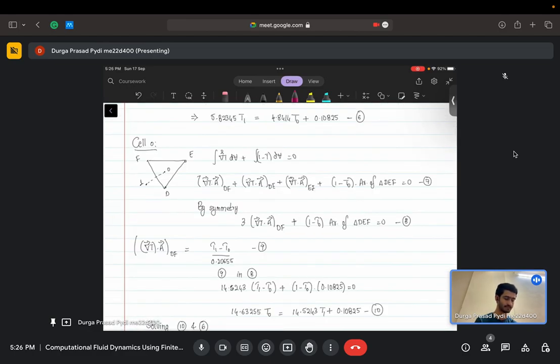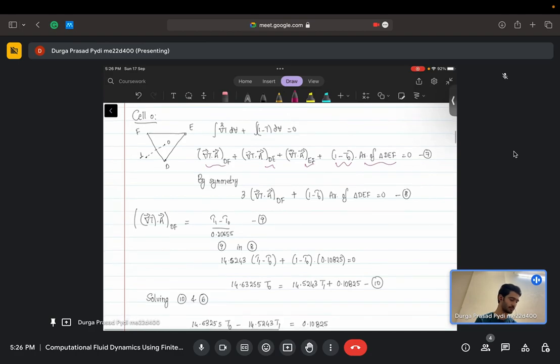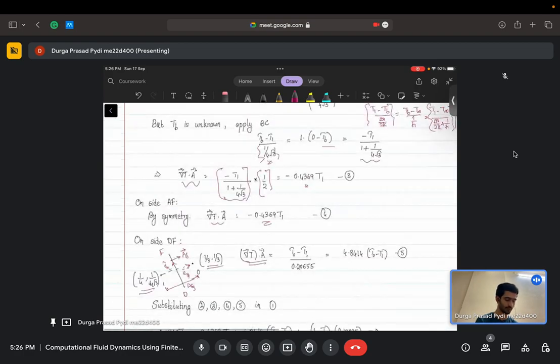So the next different cell is cell 0. For cell 0, it's again similar. You just take the gradients, fluxes along faces DF, EF and ED, and then plus the source term. That is the balance. Now we know by symmetry DF, EF and DE are all the same, so you just take along only one face. So how do we calculate along face DF? That is exactly what we have done previously. We already calculated the flux on the face DF in the previous calculation for cell 1, so we just use it.